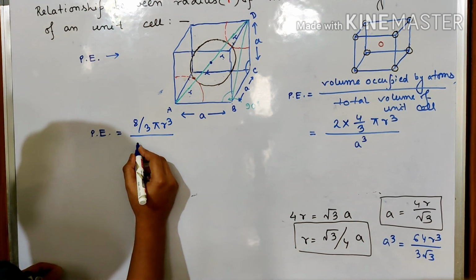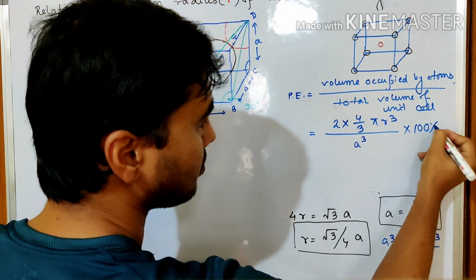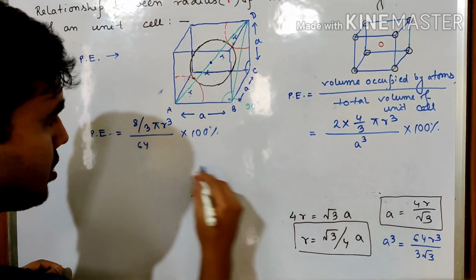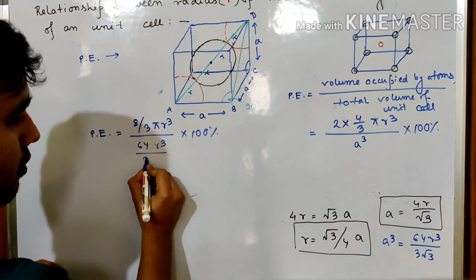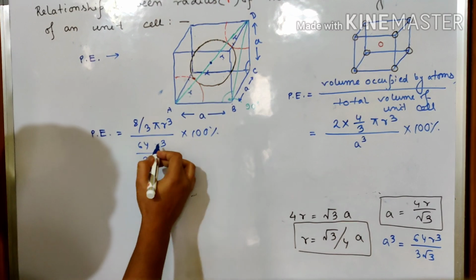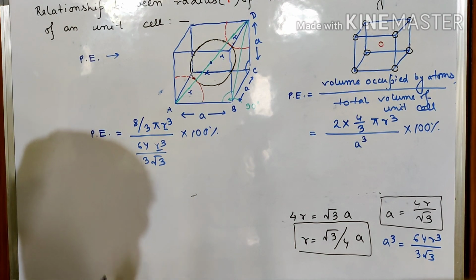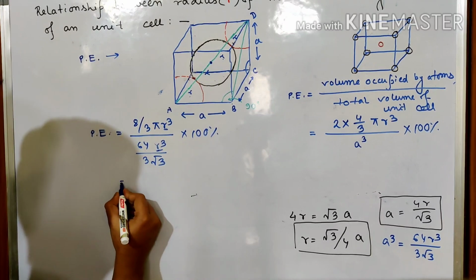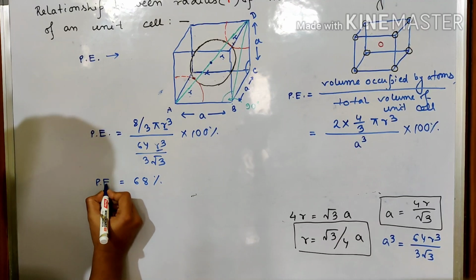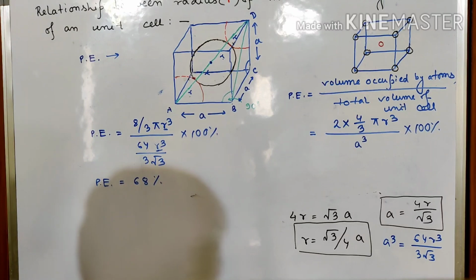So here we can write 64 into 100%, of course, so it is 64 r cube divided by 3 root 3. Now you can simplify, you can cancel these two out, 3 and 3. If you calculate, ultimately the value will be close to 68%. That is the packing efficiency of the body centered cubic.